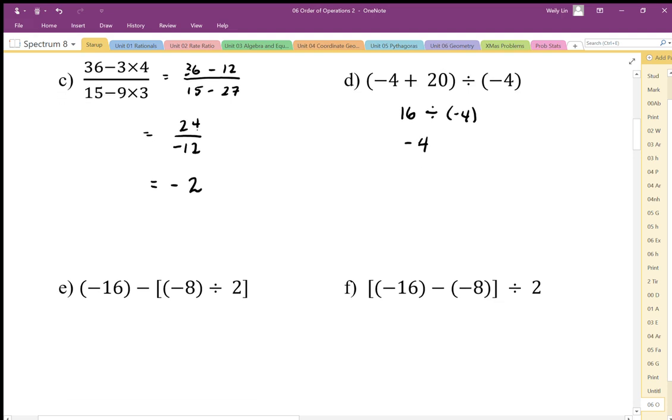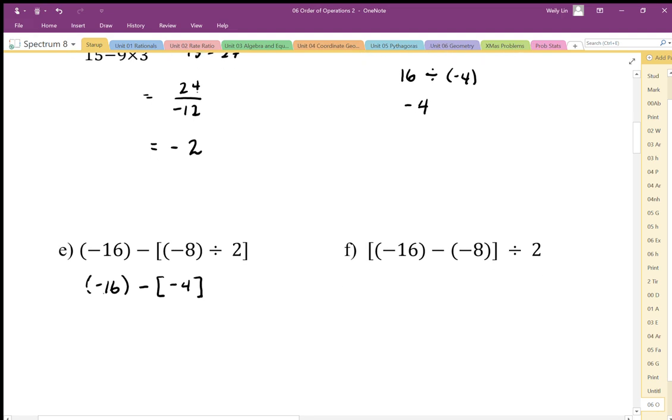These two questions look the same, but the brackets are in different places. Here we're going to divide first. So we're going to end up with -16 minus -8 divided by 2 is -4. We're going to subtract a negative, which means add. So we start at -16 and we'll go to the right 4. We're going to end up at -12.